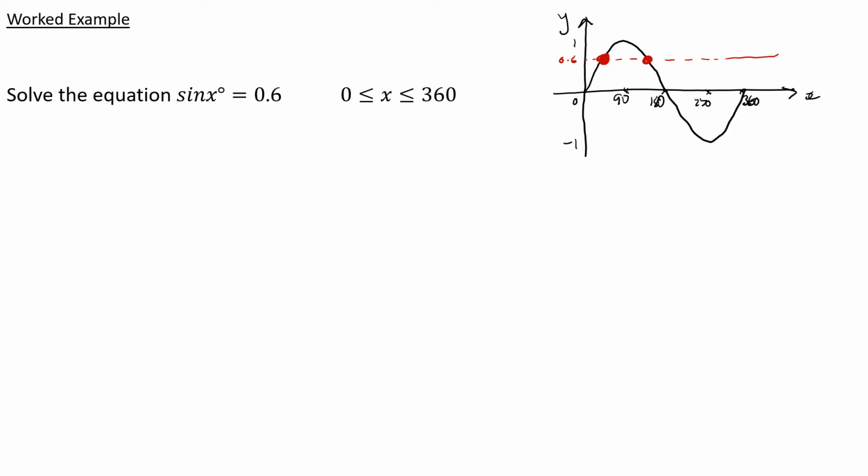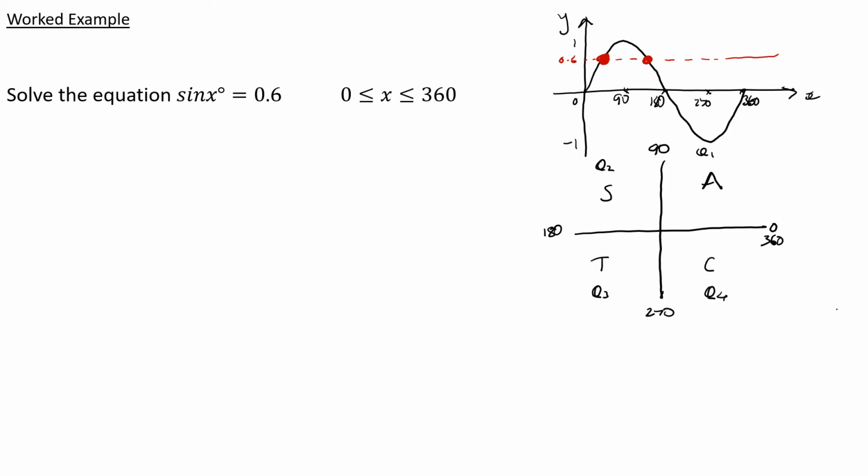What we're going to do to start off with is draw our CAST diagram. Every trig equation question will involve us drawing a CAST diagram. You don't necessarily have to draw the graph. I'm going to do it for the first couple of examples, but you don't need to. But always draw a CAST diagram. So we go 0, 90, 180, 270, 360. They are all positive in quadrant 1. Sine is positive in quadrant 2. Tan is positive in quadrant 3. Cos is positive in quadrant 4. So, step 1, you always write down your CAST diagram.